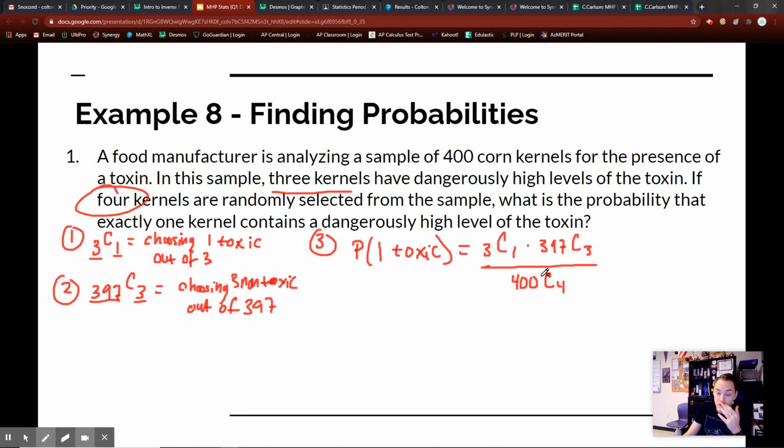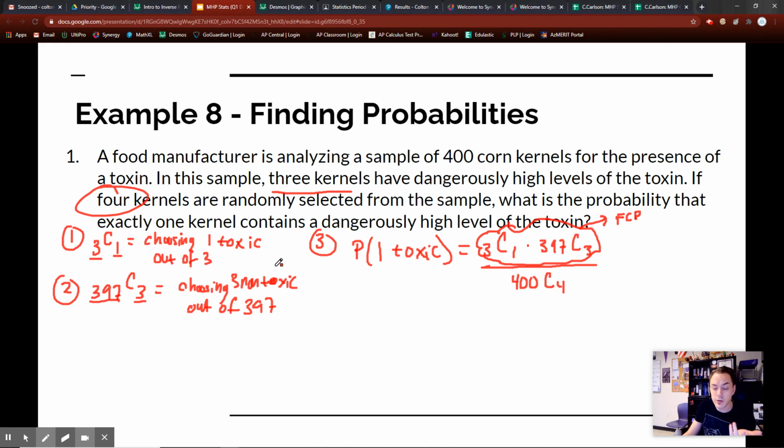I want to know what's the probability of choosing one kernel that contains a dangerously high level of toxin. Okay, choosing one kernel right here that contains a dangerously high level of toxin. But I also need to multiply that because of the fundamental counting principle. This right here is the fundamental counting principle, the different options that occur. I need to multiply that by the non-toxic kernels.